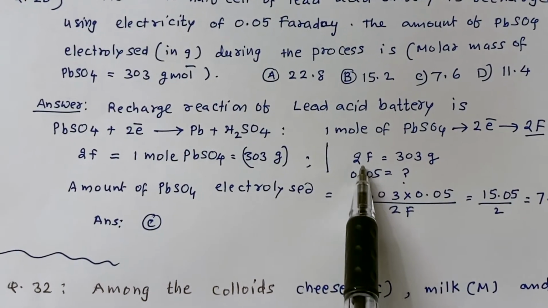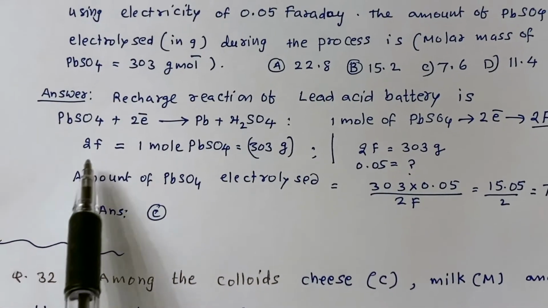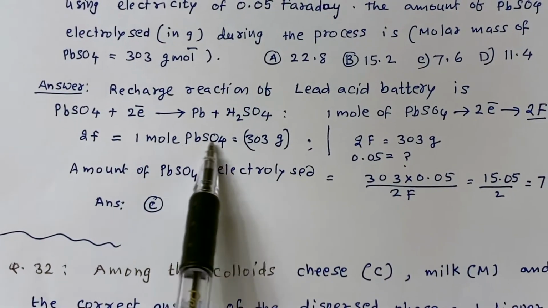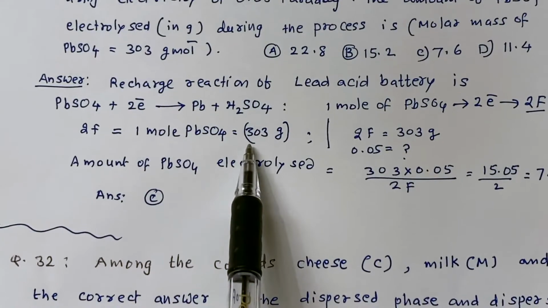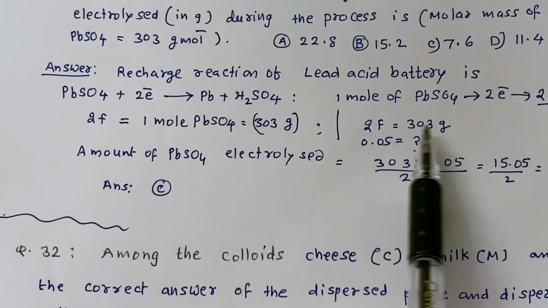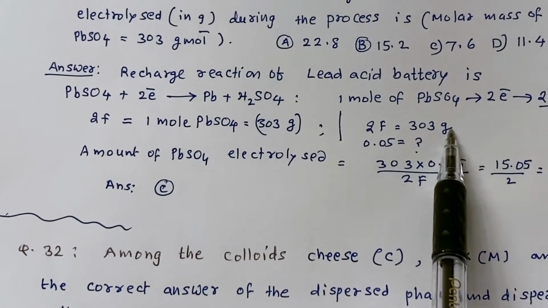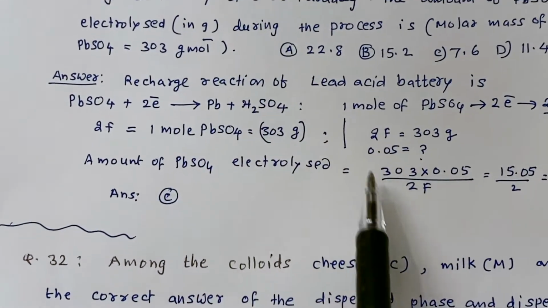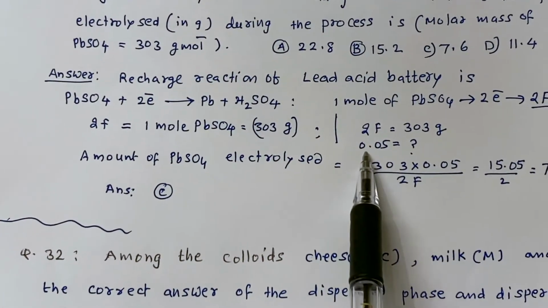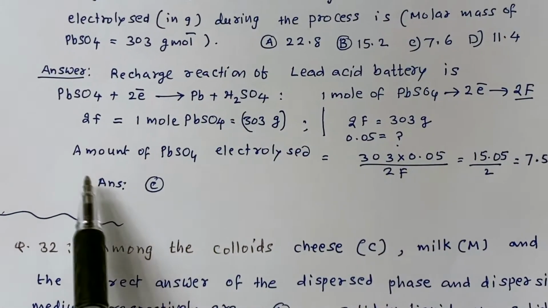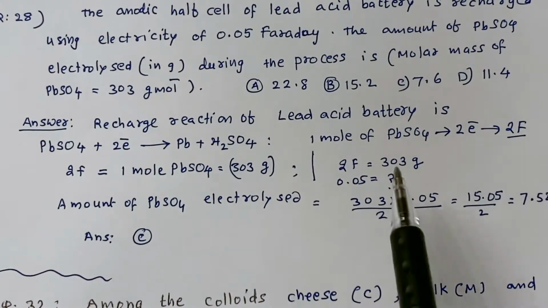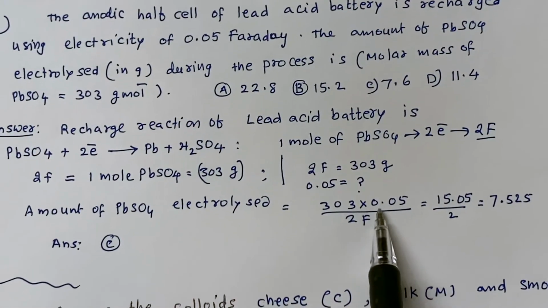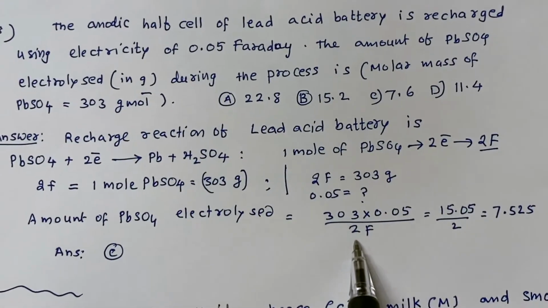So 2 Faradays is equal to 1 mole of PbSO4. The molecular weight is 303 grams. So 2F is equal to 303 grams. Here 0.05 Faraday is given, so we have to equate to the 0.05 Faradays. So the amount of PbSO4 electrolyzed is equal to 303 into 0.05 by 2 Faradays.